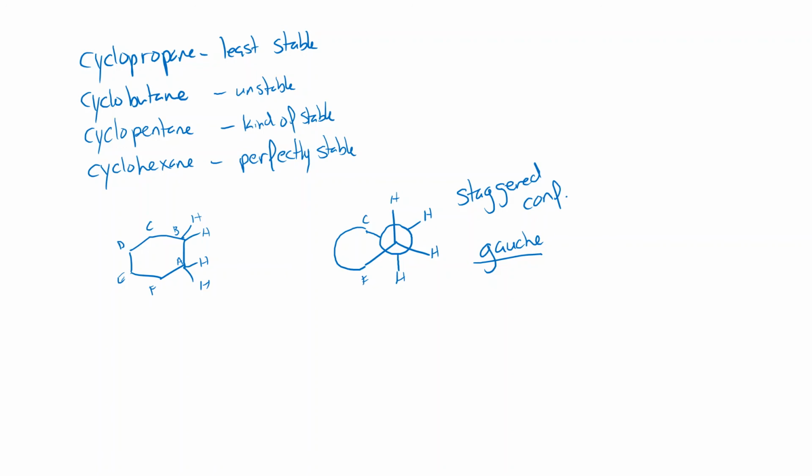Okay? And if we measure the bond angles of cyclohexane, the bond angles of the carbons in cyclohexane are 109.5 degrees, which is of course exactly what we want them to be for a tetrahedral carbon. And so we get this very nice relationship of 109.5, which is exactly what we want. All right, so this is why cyclohexane is very, very stable.